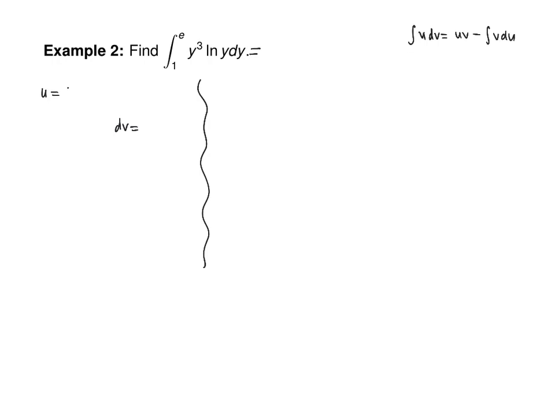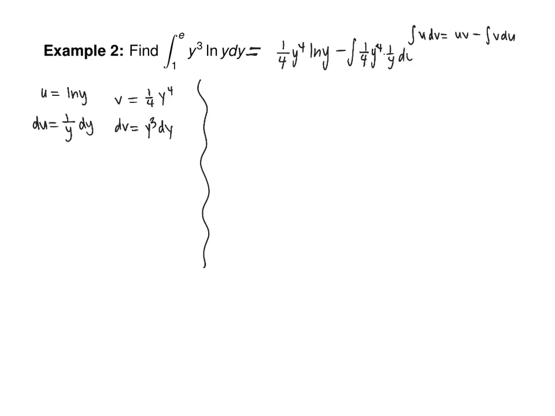You have to let u be natural log y. And you have to let dv be y cubed dy. There's just no other choice. The derivative of ln of y is 1 over y dy. And the antiderivative of y cubed is 1 fourth y to the fourth. This integral is also a little bit different because it's definite, so I'll tell you how to deal with that as well. Okay, so equals uv, so 1 fourth y to the fourth ln y, minus integral v du, so minus a quarter y to the fourth times 1 over y dy.